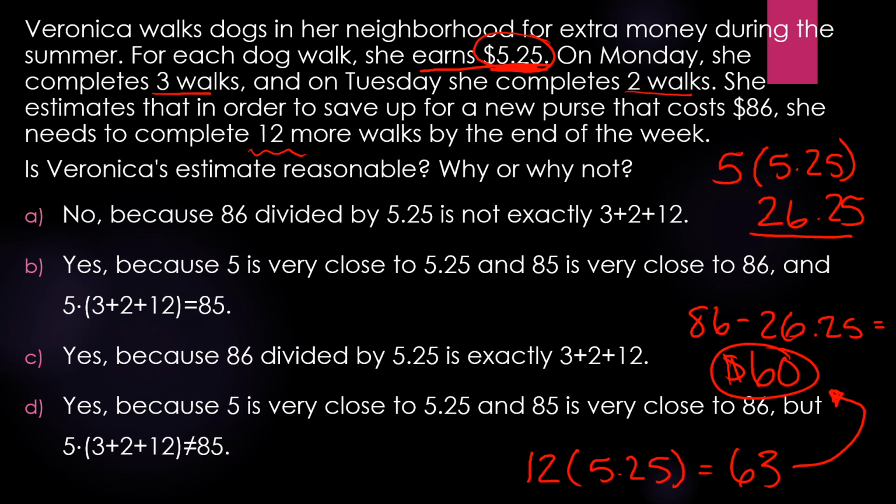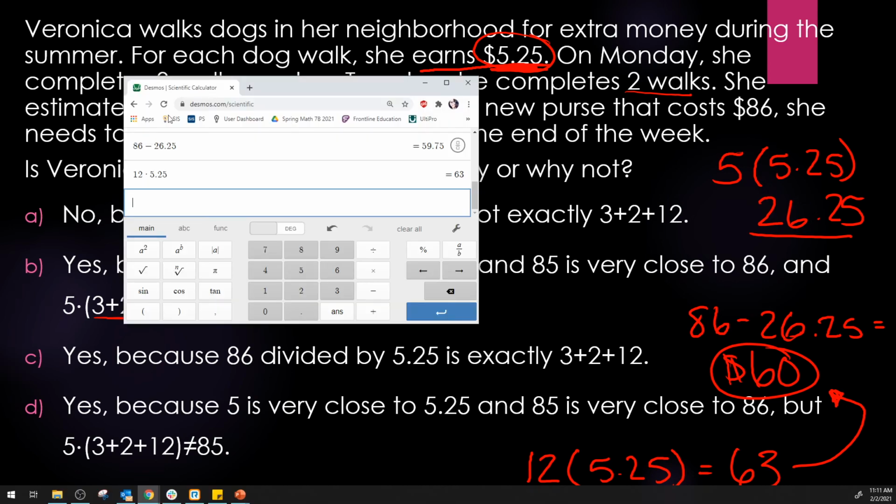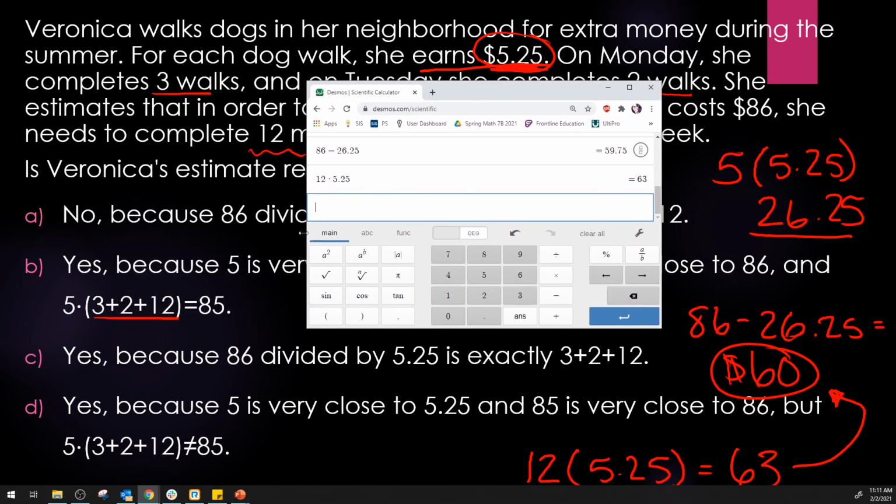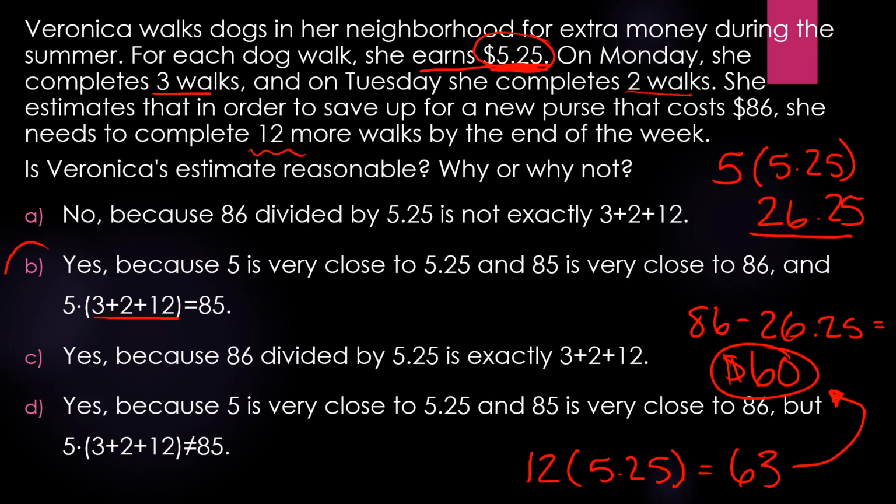And if I add all together, these are her walks that she's doing. And if I were to multiply them by 5, I would get 85. So it's a little bit different from how we thought about this, but let's just double check this and see if that makes sense. So if I take all of the walks that she does, that 3 on Monday, 2 on Tuesday, and the 12 she's doing for the rest of the week, and if I take that 17 and I multiply it by this 5 that's out here, I do get 85. So B is correct here. So her estimate was spot on.